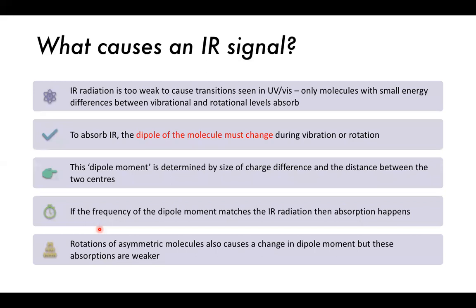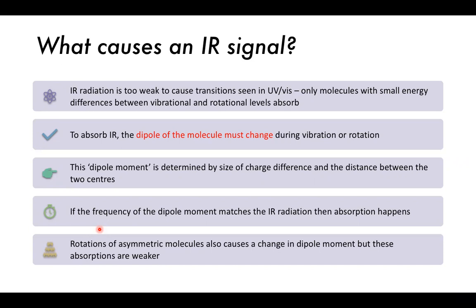IR radiation is too weak to cause the electronic transitions seen in the UV-vis; only molecules with small energy differences between the vibrational and rotational levels absorb. So what does that mean? It's kind of like saying we're not giving it huge amounts of energy. Remember, some of the transitions back in the UV-vis were too high in energy and were destroying the bonds if we tried to measure them. That's not possible here in IR. None of the transitions in the IR will actually lead to the destruction of the molecule. So typically we're dealing with the ground state molecule here.